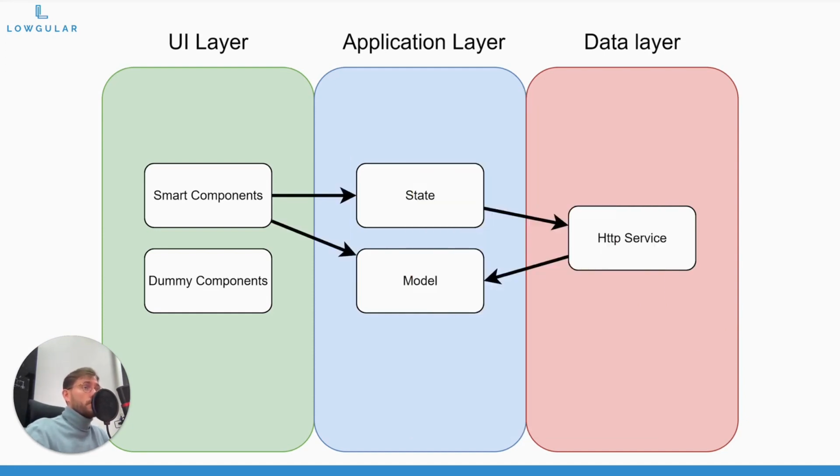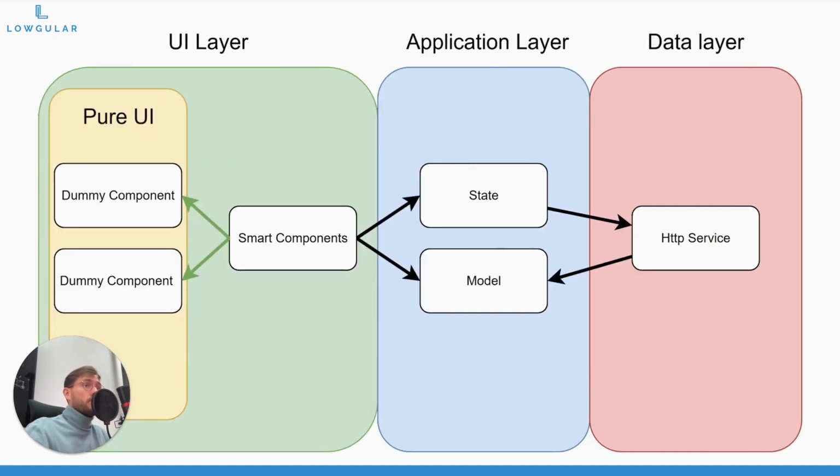In our architecture we have smart components which are responsible for communication with the application layer and passing data to dummy components. It's another word for presentational components. And the problem which we have here is that dummy components are coupled with the domain from the application layer. And this was the thing our blind master wanted to tell us. That we need to separate the application layer from the pure UI layer, which stores our dummy components.